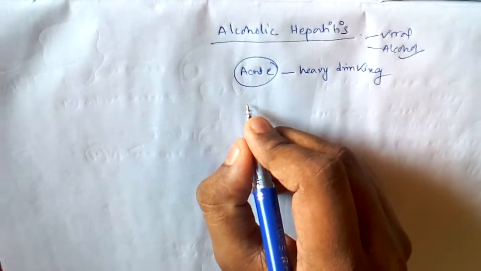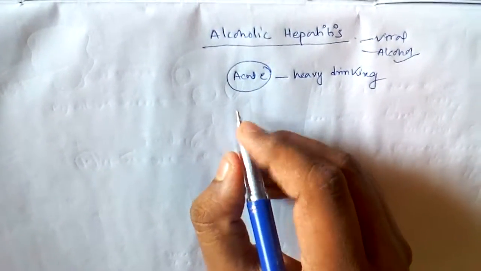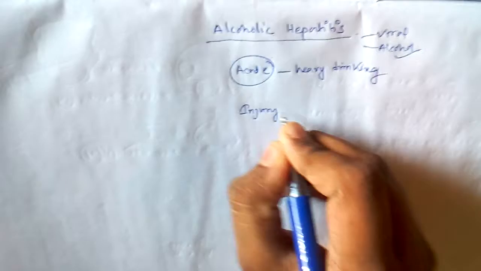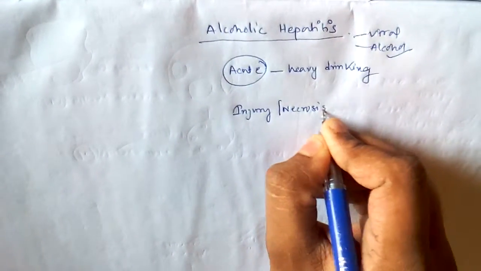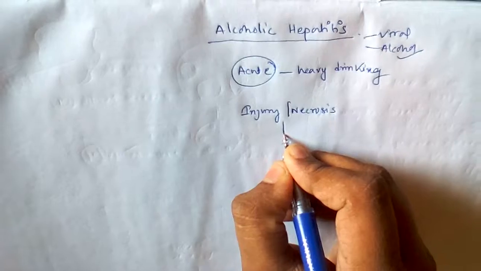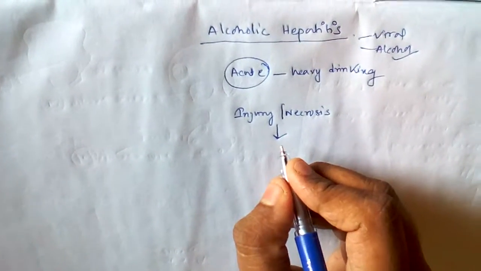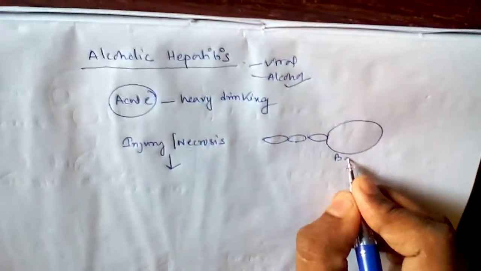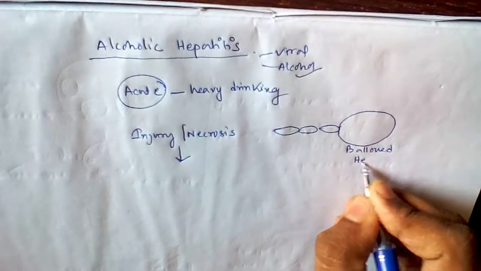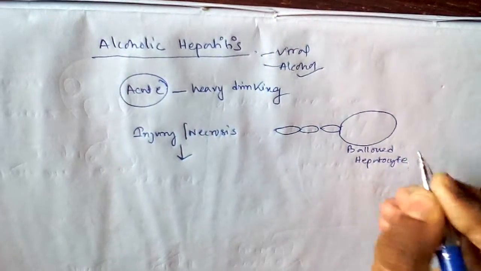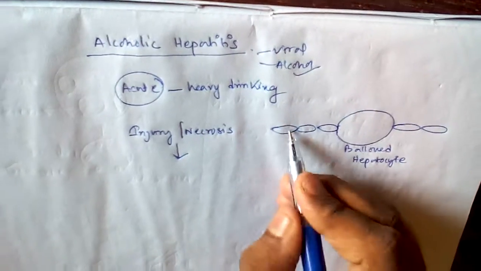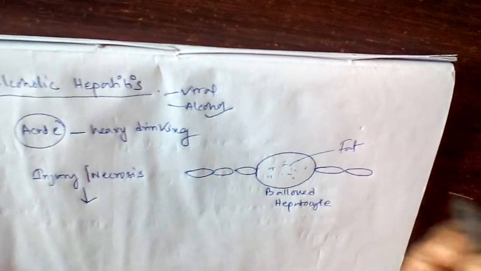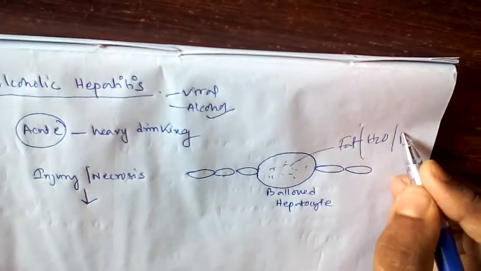So now what are the microscopic findings here? Alcohol leads to injury, so there will be necrosis, a sudden acute phase, and it will lead to necrosis. Now what happens in case of necrosis is that there will be a ballooning degeneration of the hepatocytes. As we know how a balloon looks, the hepatocytes will get transformed into balloon-like cells. This all occurs due to the accumulation of fat, water, and protein.